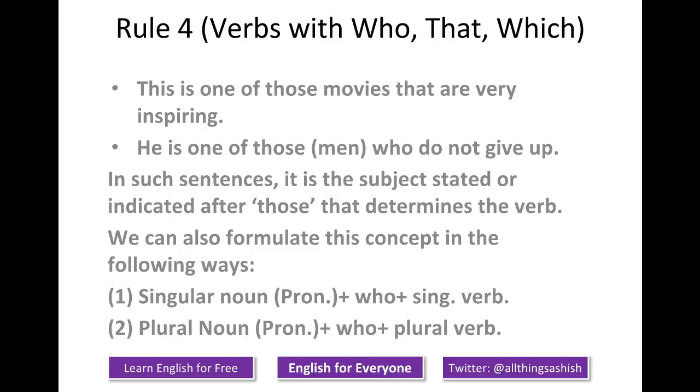So we can also say that this is one of those movies which, yeah, so you can say that this is one of the movie which inspires me. So it's not just who, but who, that, which we can put there after the plus of singular noun, plural noun. Okay.